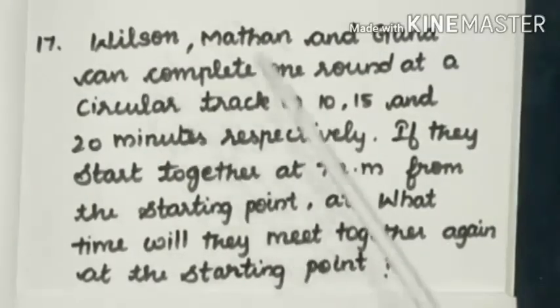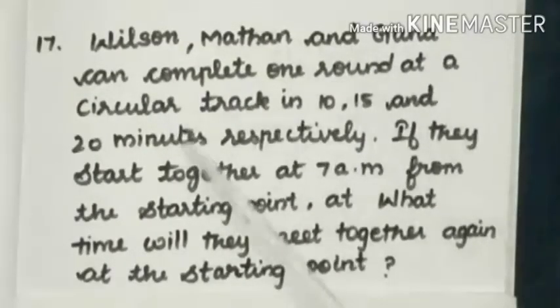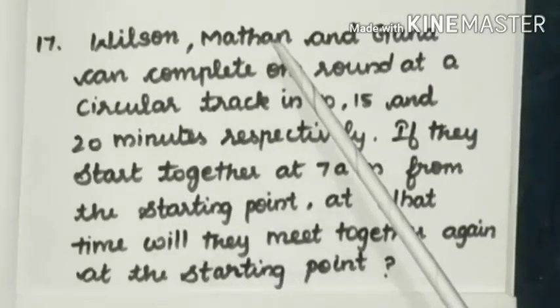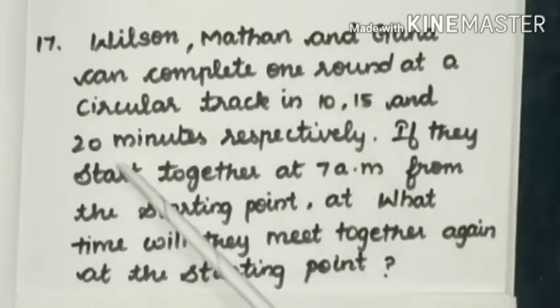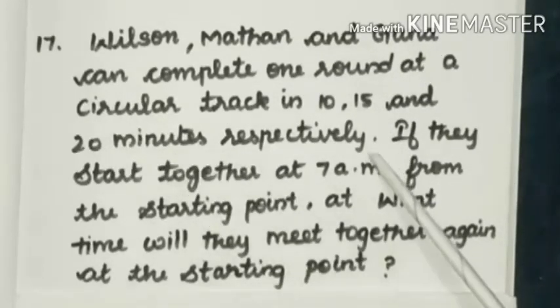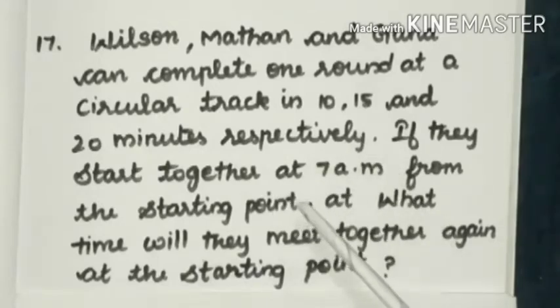17th one. Wilson, Madan and Guna can complete one round at a circular track in 10, 15 and 20 minutes respectively. If they start together at 7 am from the starting point, at what time will they meet together again at the starting point? Here the given question is, Wilson can complete one round in 10 minutes. Madan can complete one round in 15 minutes. Guna can complete one round in 20 minutes. They are starting together at 7 am. We have to find when they meet together again at the starting point.